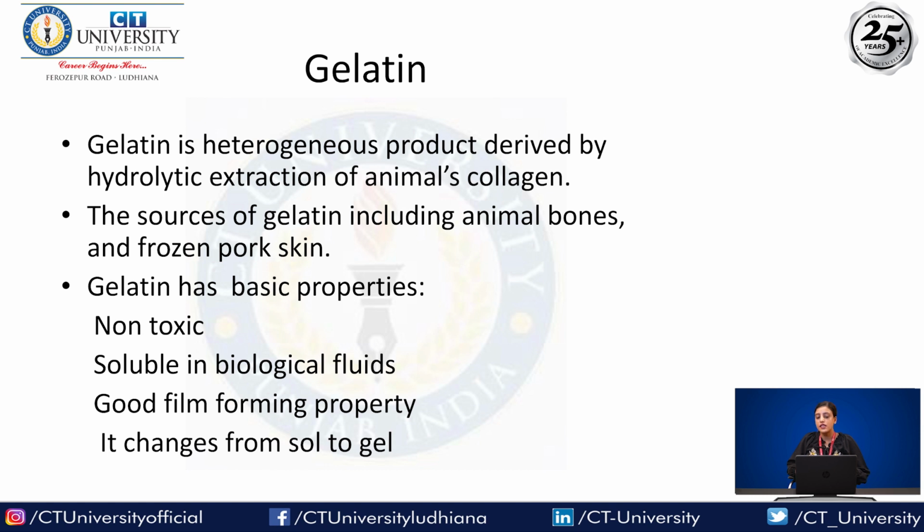So what is gelatin? Gelatin is a heterogeneous product derived by hydrolytic extraction of animal collagen. The source of gelatin includes animal bones, hide portions, and frozen pork skin. It is obtained from the animal bones, hide portions and frozen pork skin.